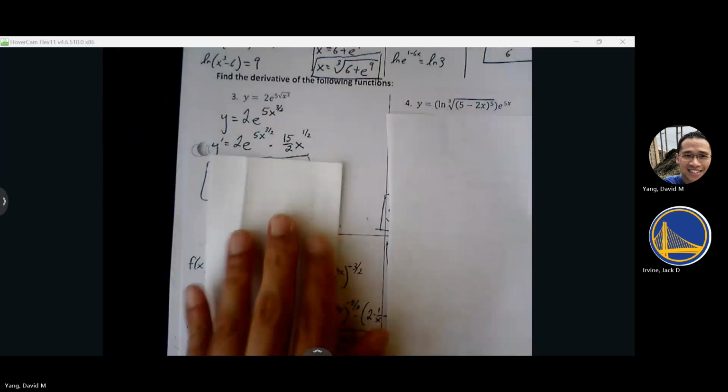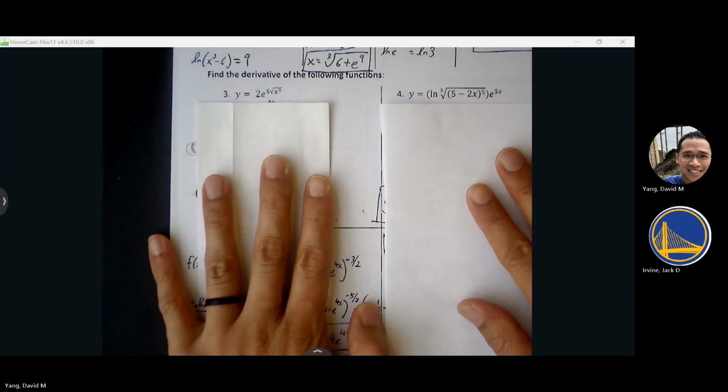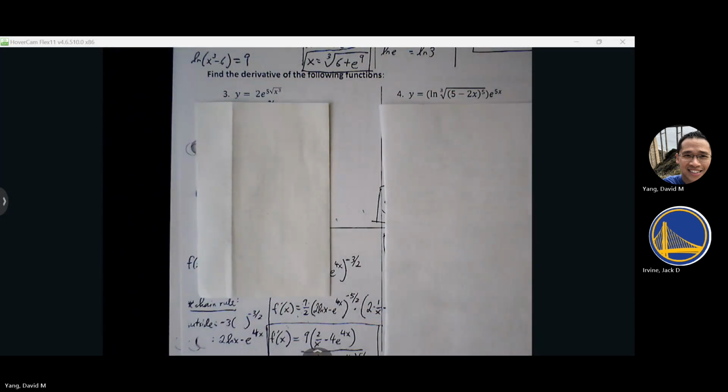Okay, moving on to the second worksheet. Line number 3. y equals 2e to the 5 root x cubed. We know this is just e to the u, right? So the rule for e to the u is just e to the u times u prime. We know our work is really just trying to figure out that u prime.